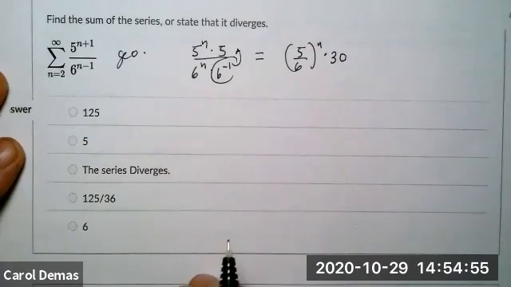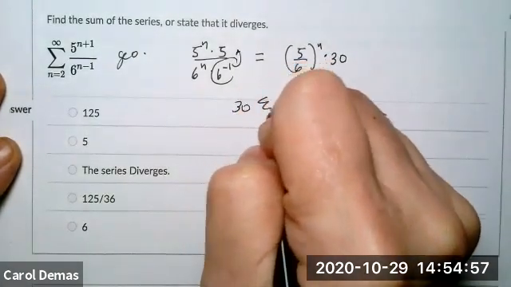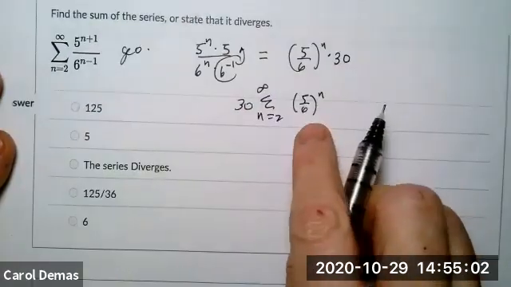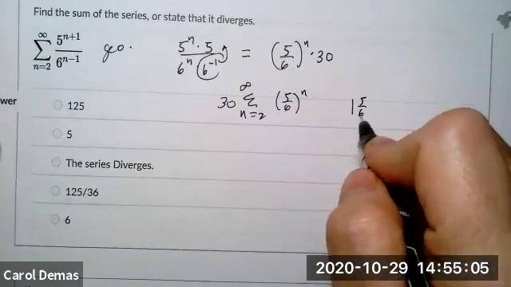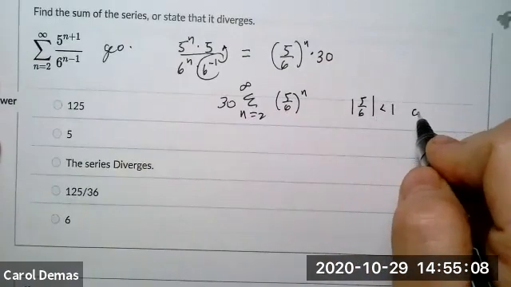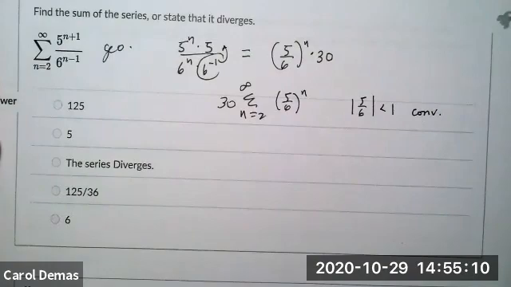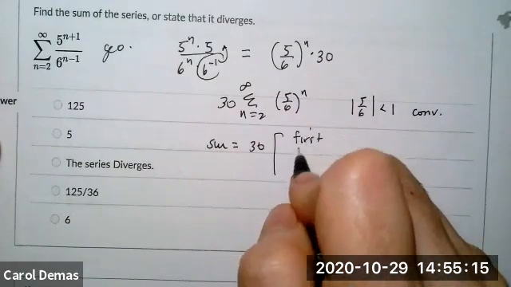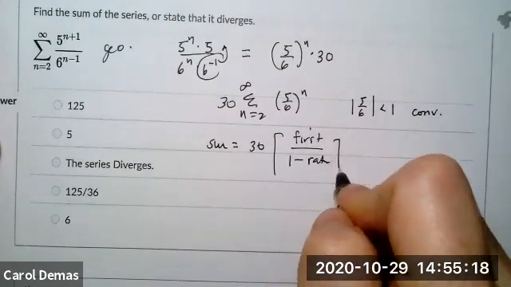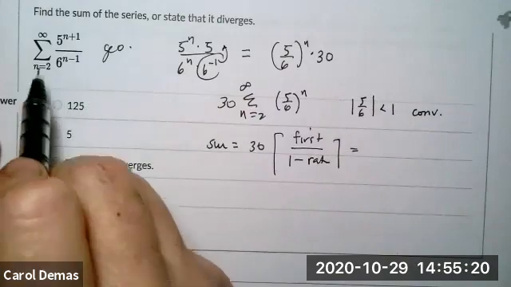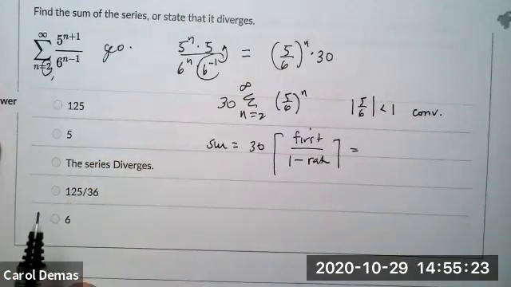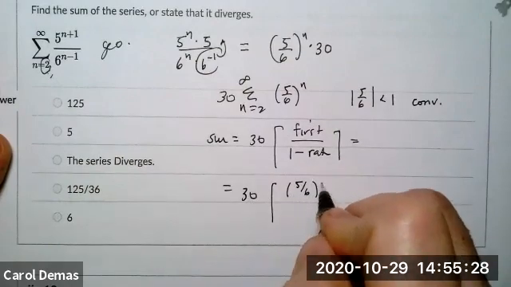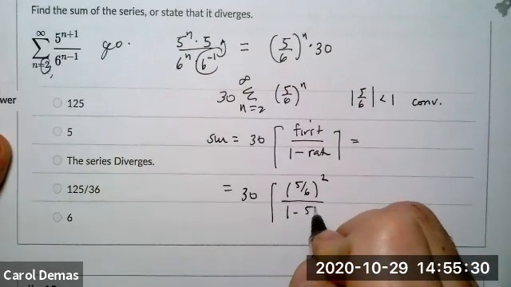Okay. So we're looking at 30 times the sum from n equals 2 to infinity, 5 over 6 to the n. This ratio 5 over 6, its absolute value is less than 1. So we know it's going to converge, and we can find the sum. The sum is going to be 30 times the first term over 1 minus the ratio. And the first term depends on the starting index, which is 2. So that's going to be 30 times 5 over 6 squared over 1 minus 5 over 6.